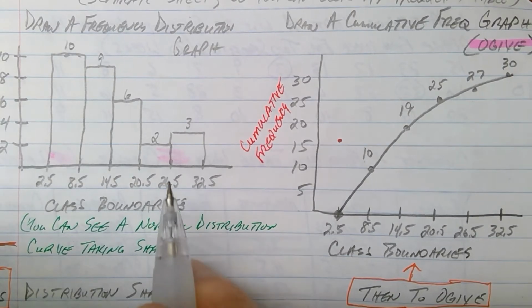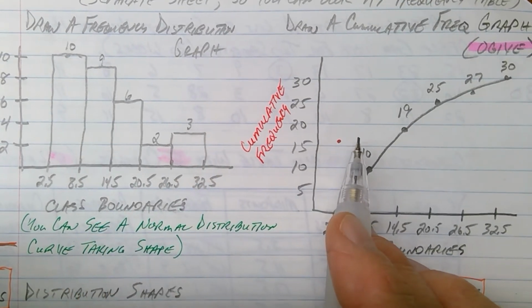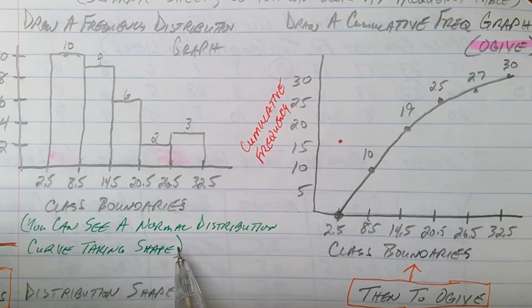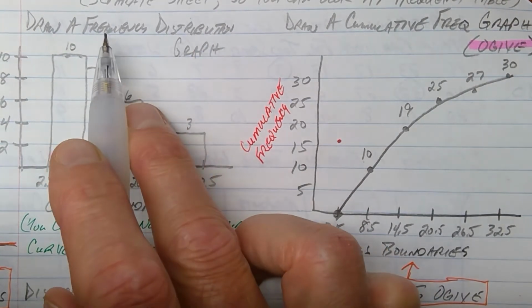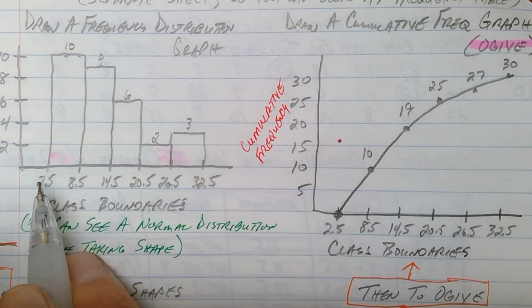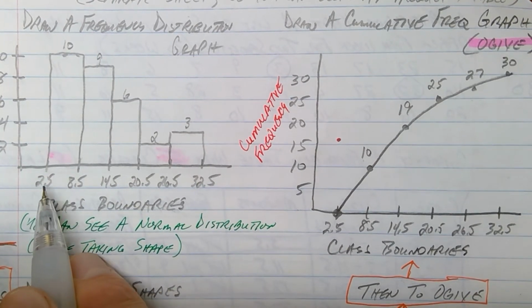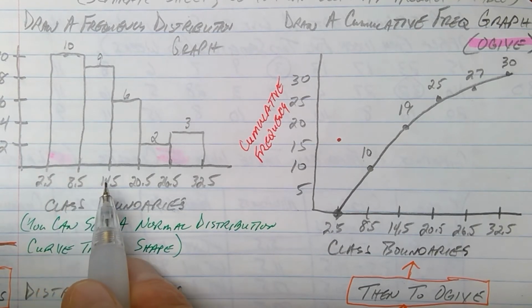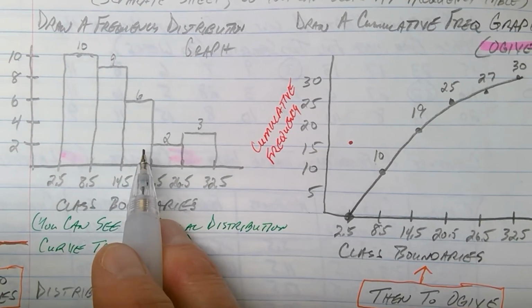All right, so now that we have organized our data in a frequency table, we can draw some graphs, and we can kind of see a normal distribution curve taking shape. All right, so let's draw just a frequency distribution graph. I just want a graph of the frequencies. We're going to start out with your class boundaries on the bottom. So from 2.5 to 8.5 is going to be our first bar. 8.5 to 14.5 is going to be our second bar, and so on. It's just a simple bar graph.